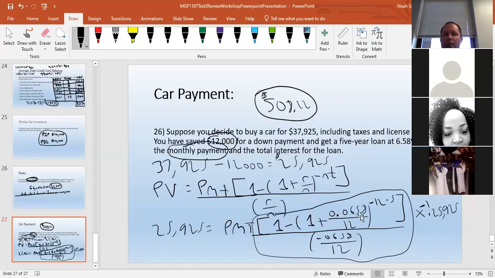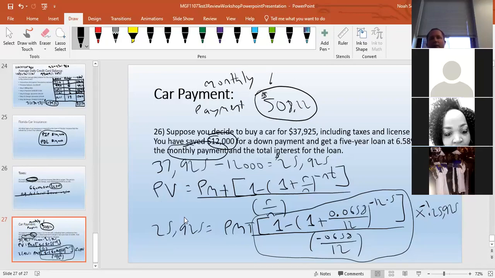So you just have to put the parentheses where they go. You want to put the whole top or numerator and then divide by the denominator in parentheses, and then you put the X. Once you get all that on the right side, you press the X to the negative first power button and then multiply it by the left side of the equation, which is 25,925. But this is what you should have gotten right here. Now that's the monthly payment. That answers the first part of the question.